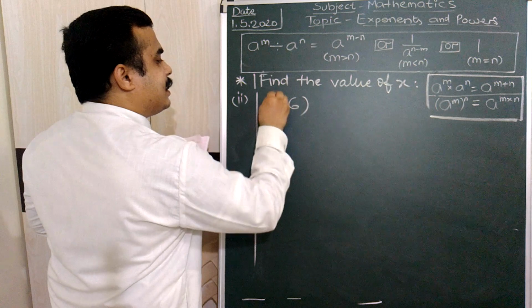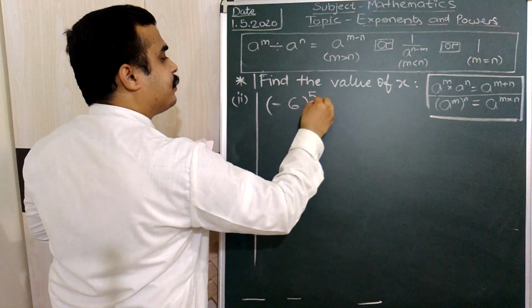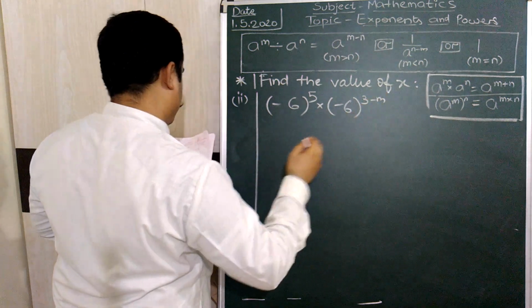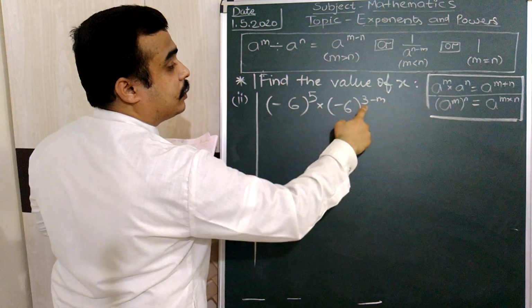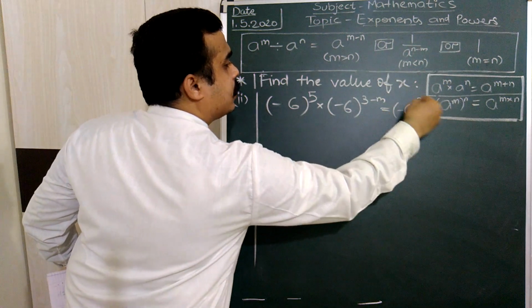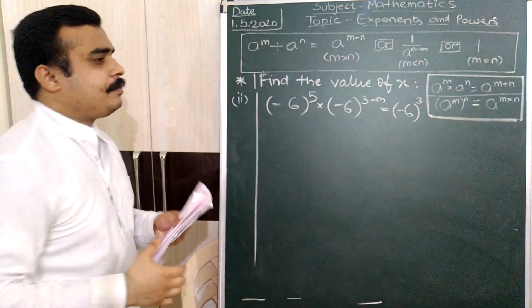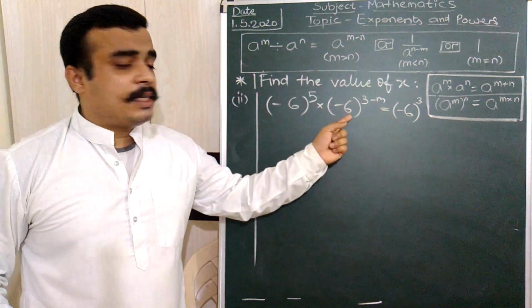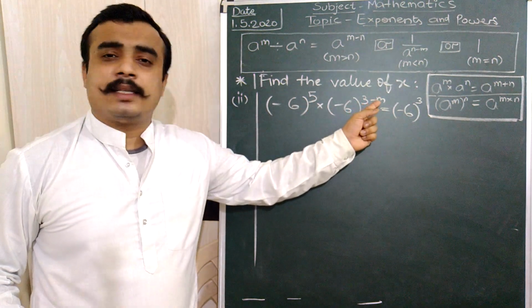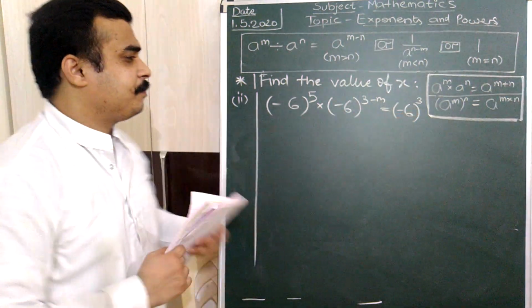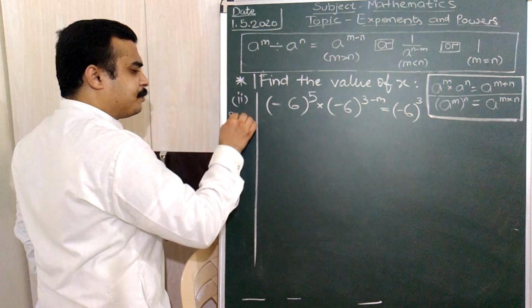Suppose we have minus 6 raised to the power 5 into minus 6 raised to the power 3 minus m is equal to minus 6 raised to the power 3. Now let's see how to solve it.